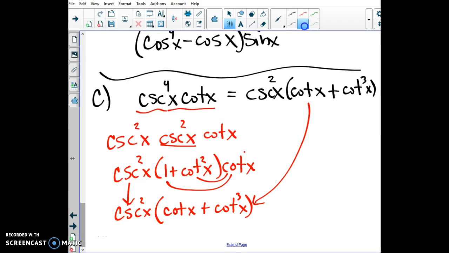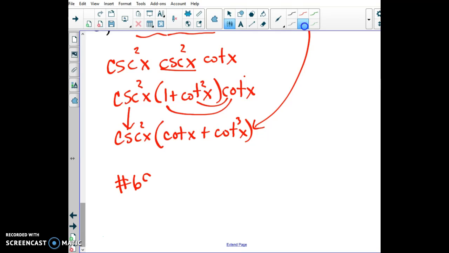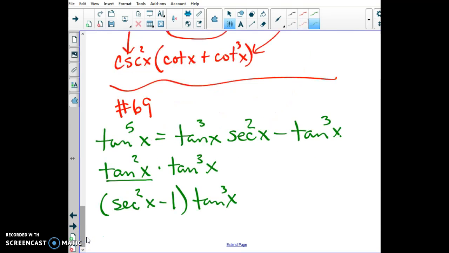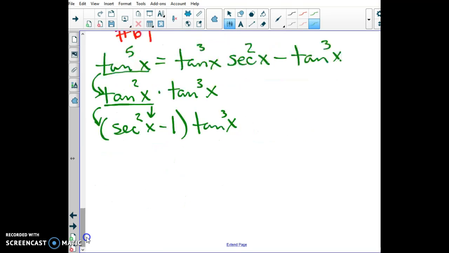You guys try problem number 69 and come back and check your work. So you can see in problem 69 we have taken tangent to the fifth power, renamed it as tangent squared times tangent cubed. The reason we want to name it as tangent squared is so we can use that Pythagorean identity. Tangent squared is secant squared minus 1. We've renamed this first one, and we've left the tangent cubed. You can see if we redistribute, we get tangent cubed secant squared x, minus tangent cubed x.